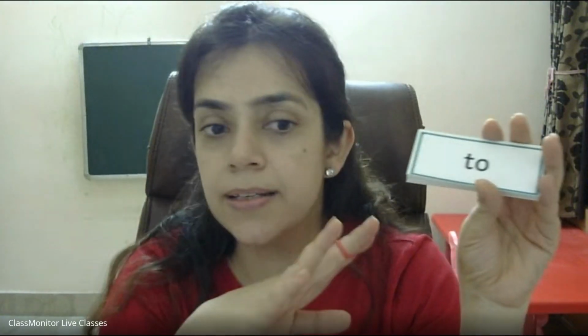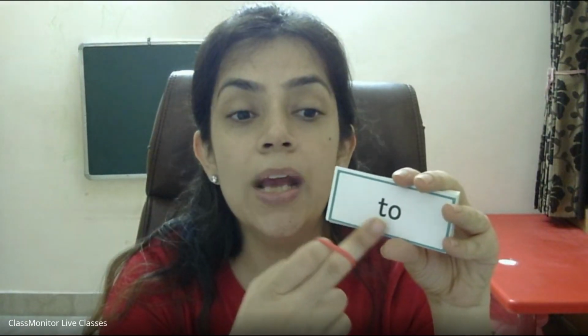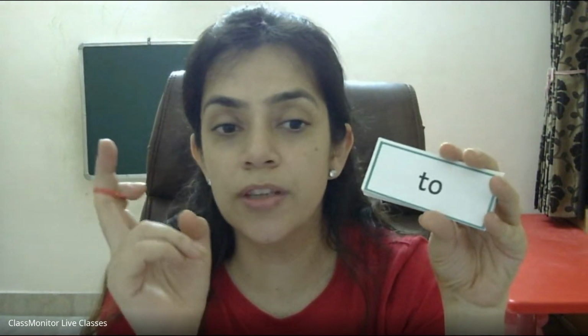Now, how do we introduce it to the children? Children have to read these words as they are. There is no other choice. They have to learn them as they are. It is T-O, 'to'. It doesn't go with the phonic sound.